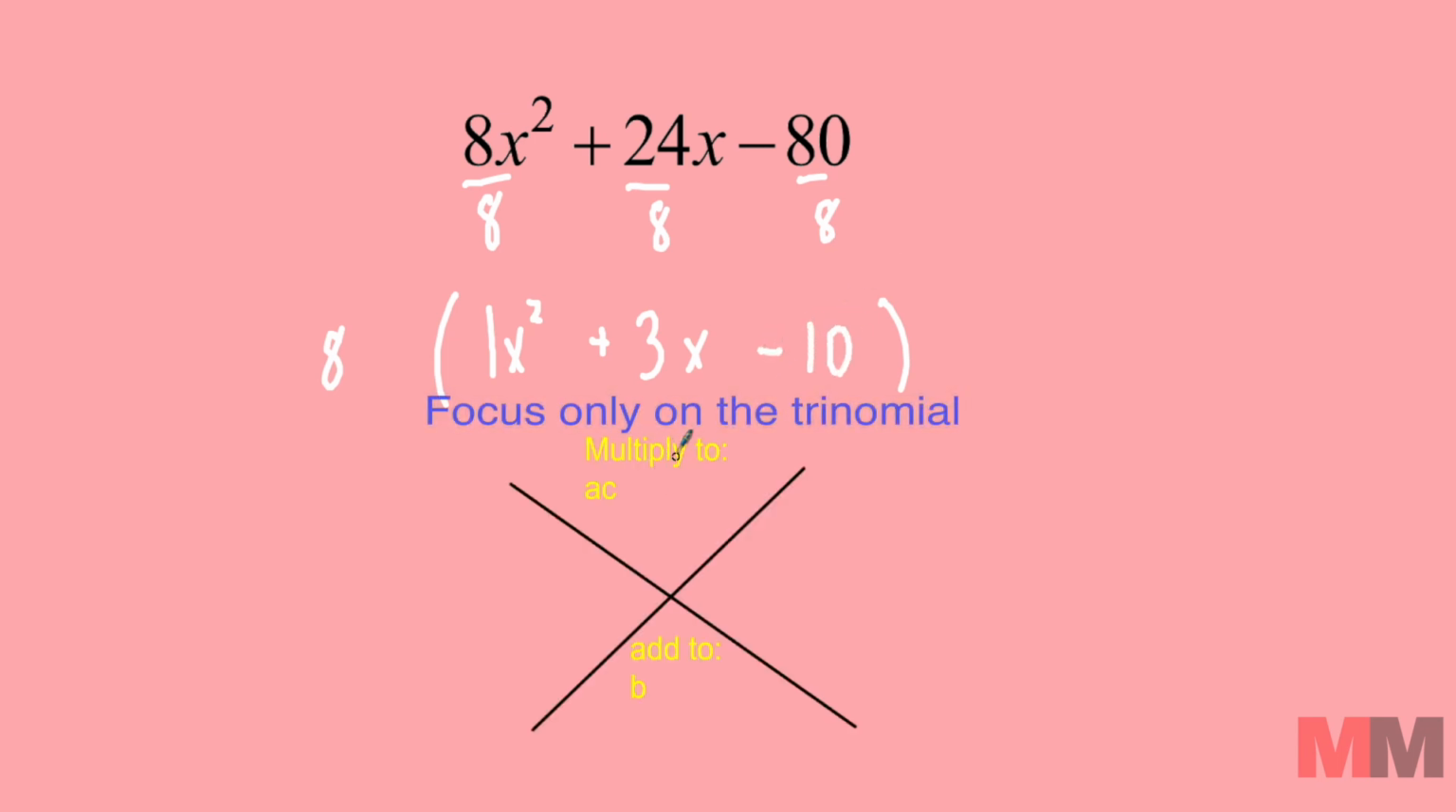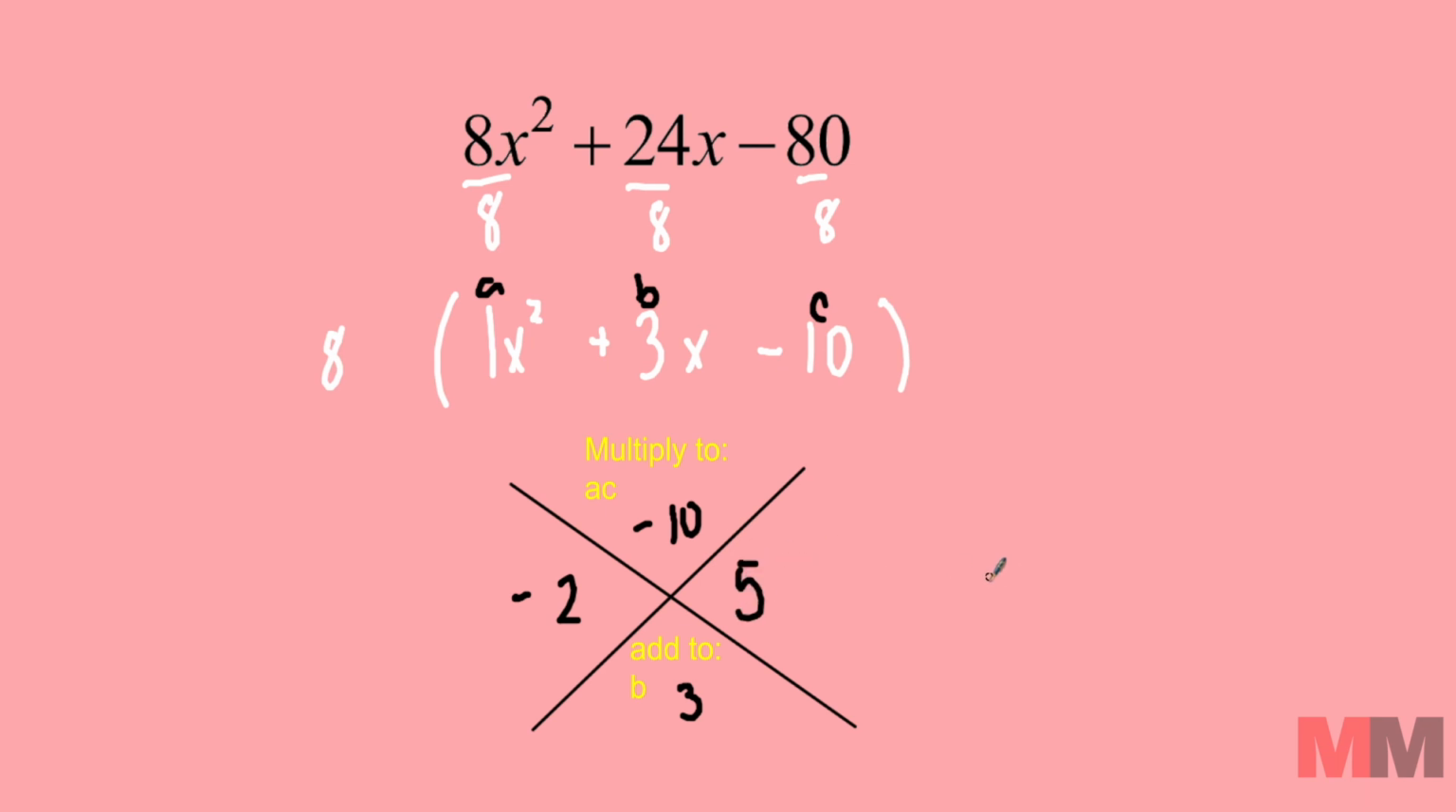My students love to use this graphic organizer, this X method. So we'll just go with that. You're trying to find the two numbers that multiply to A and C. So that's my A, that's my B, and that's my C. A times C is negative 10, and my B is 3. So look at negative 10. You know that if it's two numbers that multiply to a negative, then one of them already has to be negative, one has to be positive, and since this is a positive 3, you know the positive one's got to be bigger. So what are those two numbers? 2 and 5. Hopefully you got that.